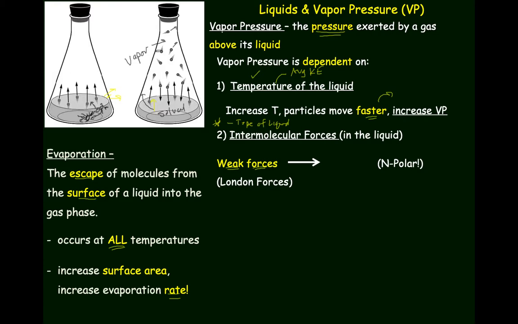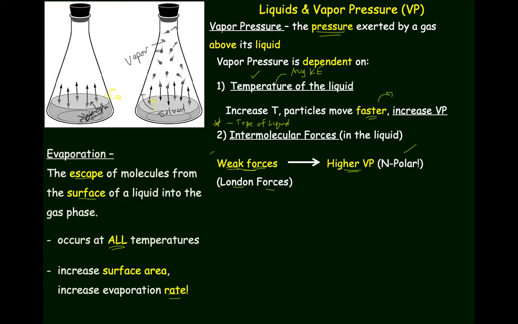If your solvent molecules are very weak in the liquid phase, then more likely they're going to get out of the liquid phase into the vapor phase at a given temperature. That's going to produce more vapor pressure when you have weaker forces. And again, what kind of things have weaker forces? That would be nonpolar materials, which have London forces.